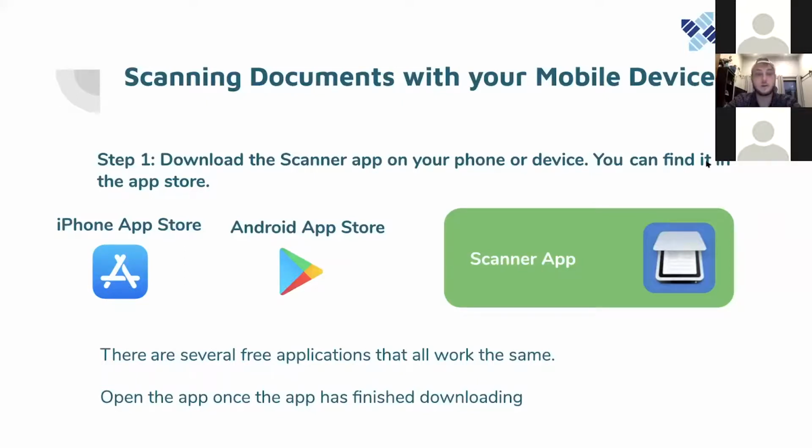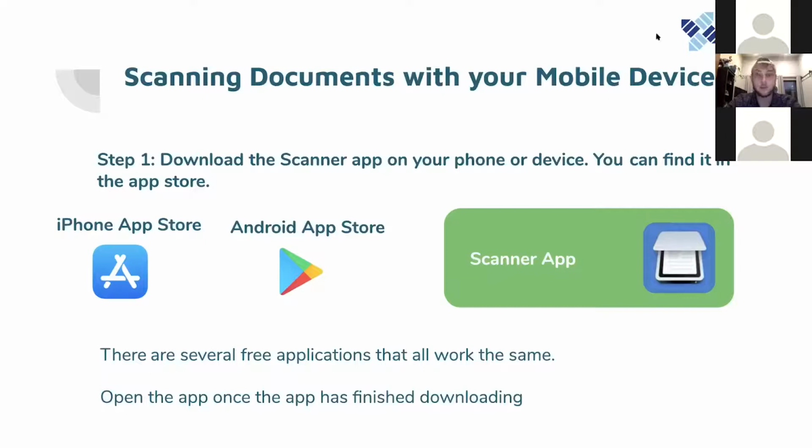So the first thing you're going to want to do is to go into your app store. If you have an iPhone, it's your iPhone app store. If it's an Android, you go to the Google Play or Android app store. And all you do is simply search for a scanner app. Just search scanner. There are several different ones that are free.